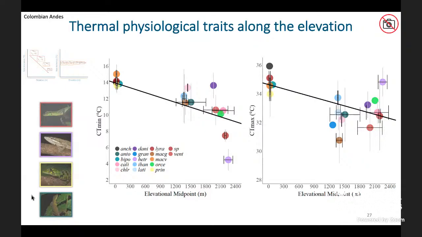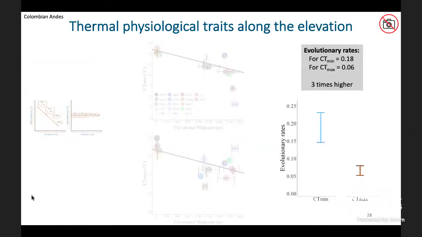What about how fast those two are evolving? Since they're following the same pattern, are they evolving at the same rate? I thought, yeah, that might be it, but no. CTmin is evolving way faster, 3 times faster than CTmax is.